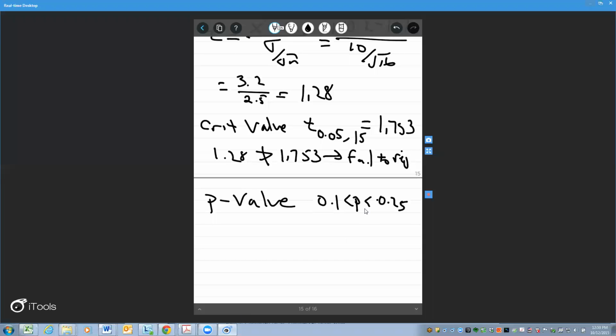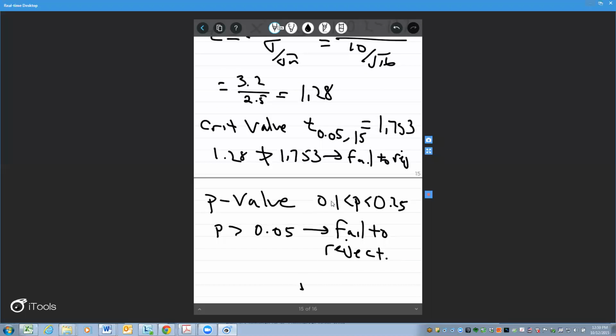So the p-value is somewhere between 0 and 25%. Because the p-value is greater than 0.05, that means we fail to reject. Again, notice that it doesn't matter which way I do it, either the classical approach or the p-value approach, both of them fail to reject. That should always work out that way. It shouldn't matter if you use the classical approach or the p-value approach. You should always come up with the same conclusion.